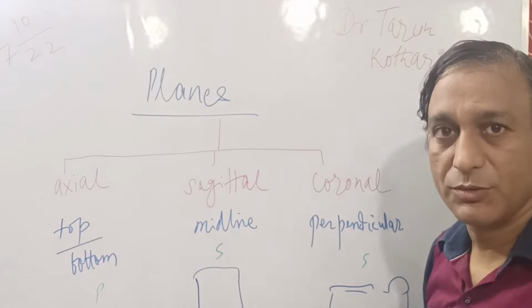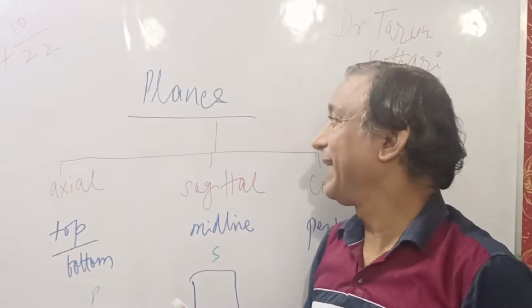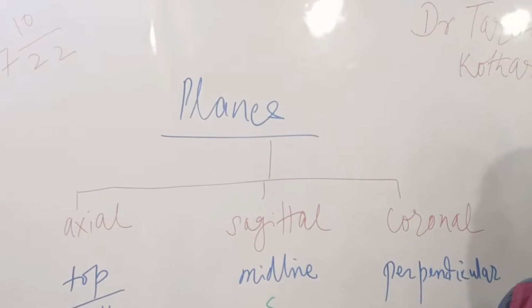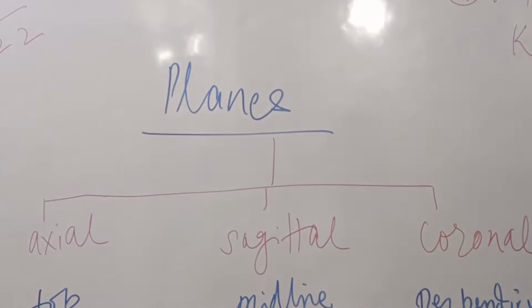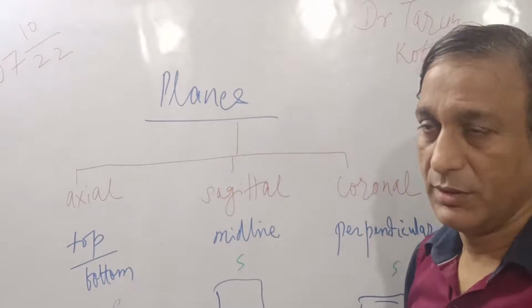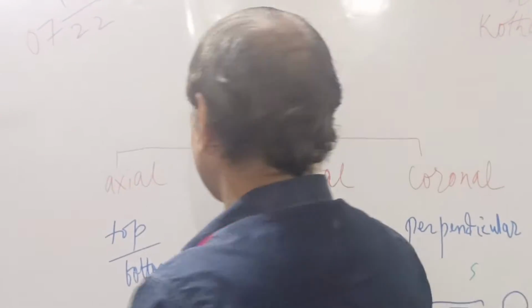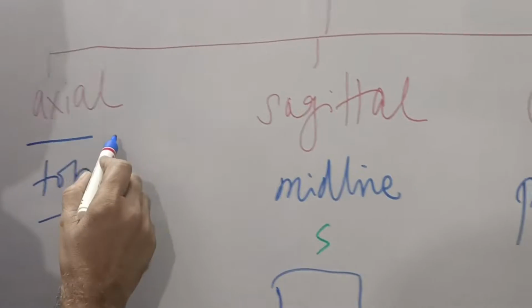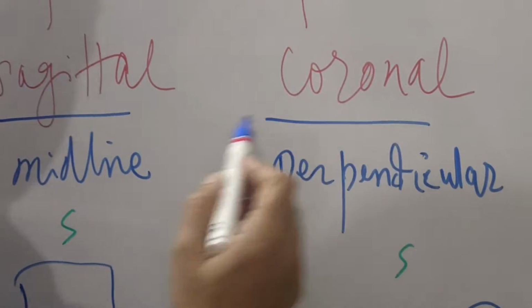Dear doctors, today we will learn planes in diagnostic imaging. Planes are very important to understand in a CT scan, in MRI, as well as in ultrasound. Basically, there are three planes: axial, sagittal, and the coronal planes.